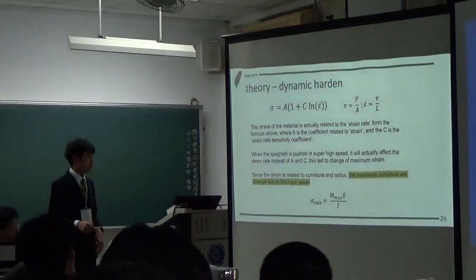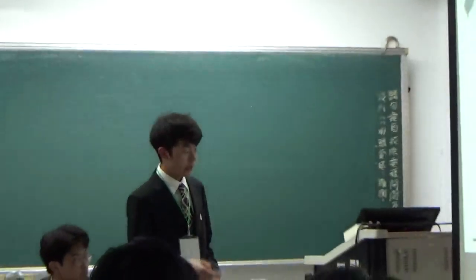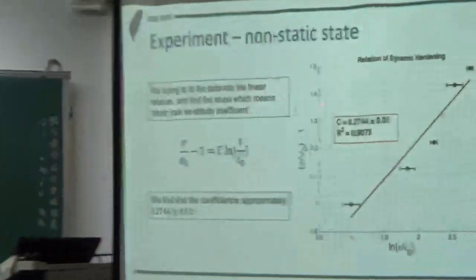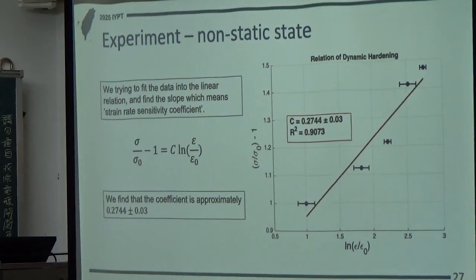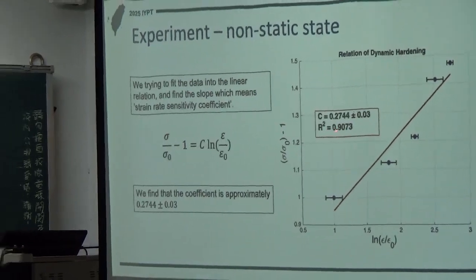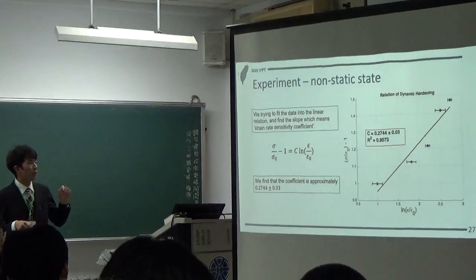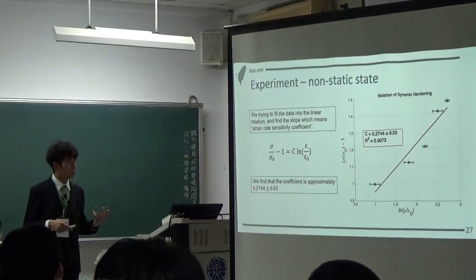So it will lead to a change of maximum bending moment. So we plot the data and compare it to the theory. And you can see that it is a linear relation, and R square is equal to 0.10. We also find the strain rate sensitivity coefficient is approximately 0.27.